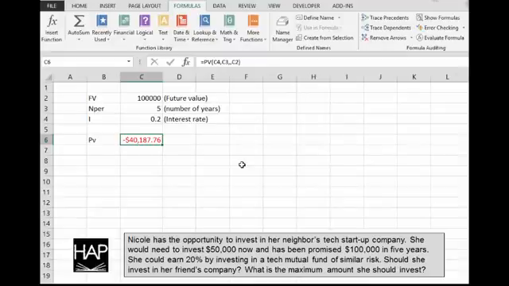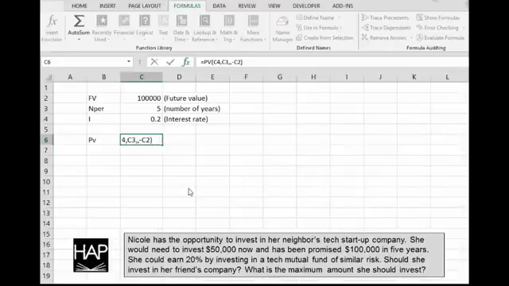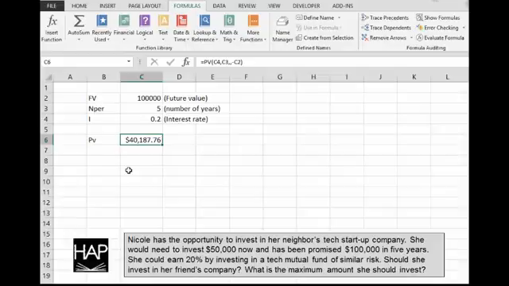It's showing up as a negative value because I put the future value in as a positive. So I can change that to negative in order to get a positive present value. The present value that Excel is showing me is $40,187.76. And I can see that this is less than the $50,000 that I'm being asked to invest. Seeing that $100,000 5 years from now is only actually worth $40,188 to me today, that's not as much as I'm being asked to invest.